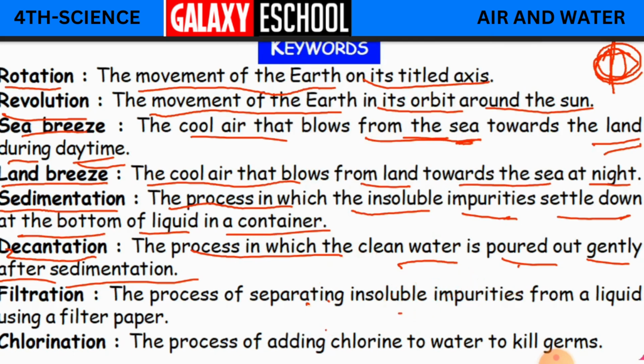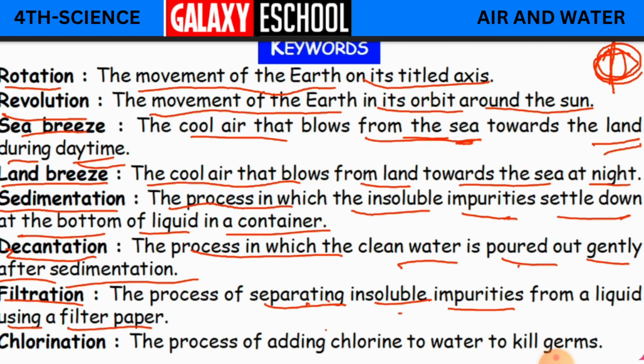Clear? Now filtration. What is filtration? The process of separating insoluble impurities from a liquid using a filter paper. Even in the word itself you have the answer. Filtration is using filter paper. We are going to separate all insoluble impurities from a liquid. Because we are talking about water purification, we'll say water, but not only water, any other liquid also you can filter.